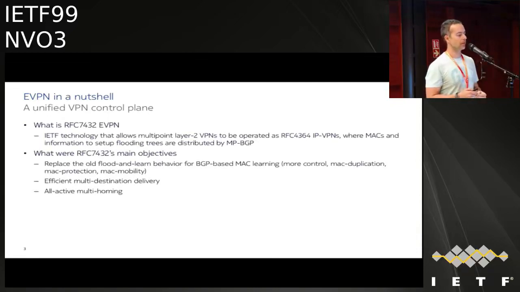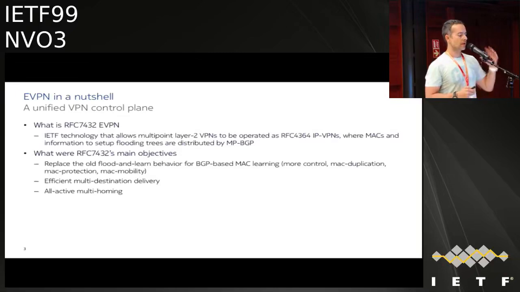So we want to distribute MAC addresses with BGP, and that actually gives you a lot of control that you can use to detect things like MAC duplication or MAC protection, or allows you to have very quick MAC mobility, right? So it makes it a perfect fit for the data center. The other objective was to have an efficient way to deliver multi-destination traffic or BUM traffic. And the other key feature in RFC 7432 was multi-homing.